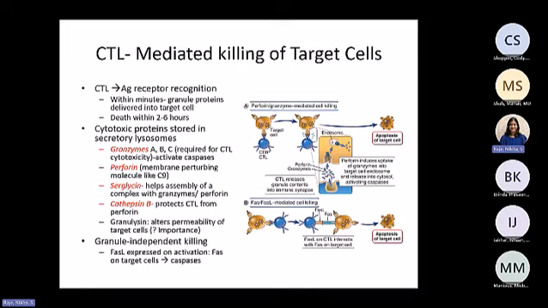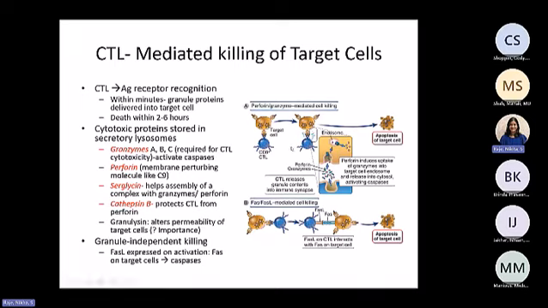Cathepsin B is a protein that protects the CTL itself from the perforin. And then granulysin helps in altering the permeability of target cells. So all of these proteins are important for that cytotoxicity.